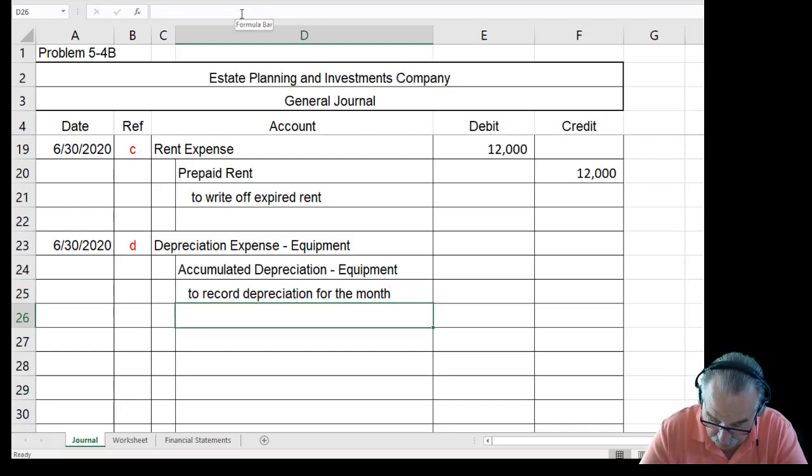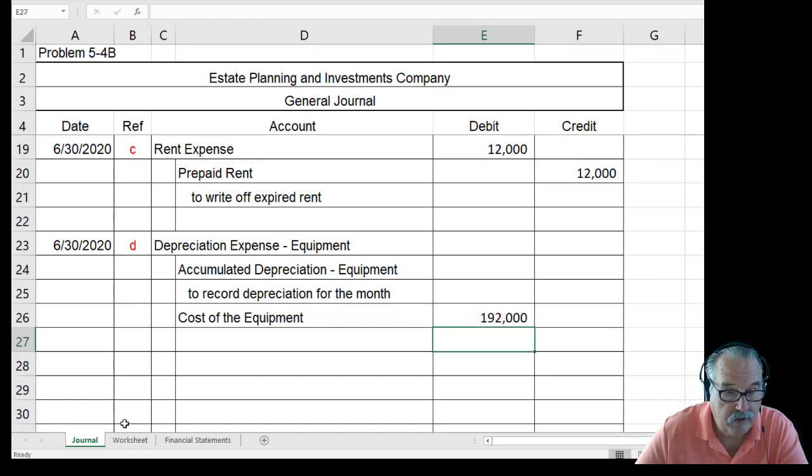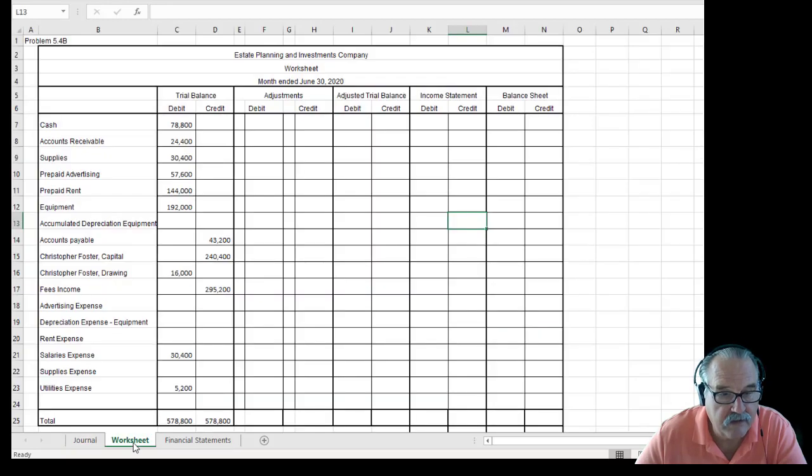We're going to start with the cost of the equipment, which is $192,000. How do I know? I go to the worksheet. The trial balance tells me $192,000. We haven't recorded any depreciation on this asset, so $192,000 is there.